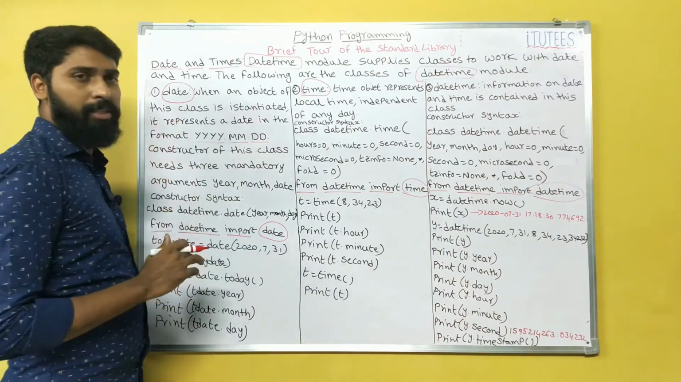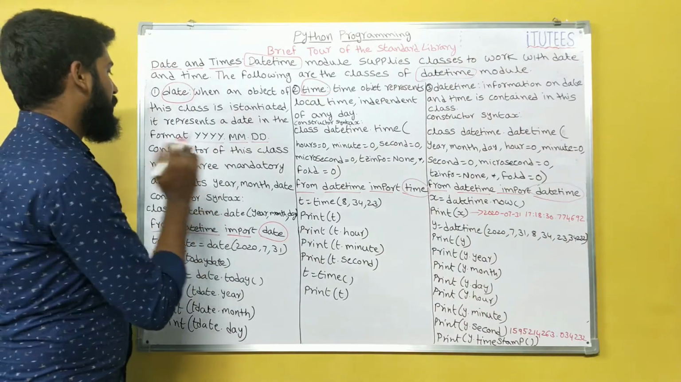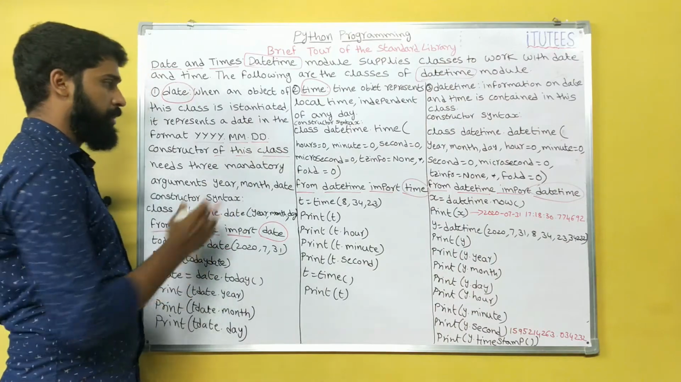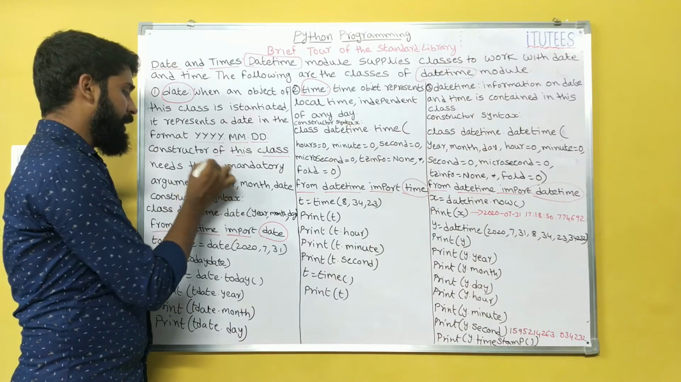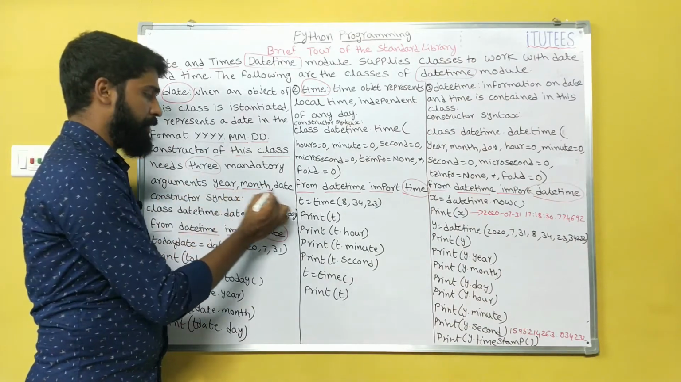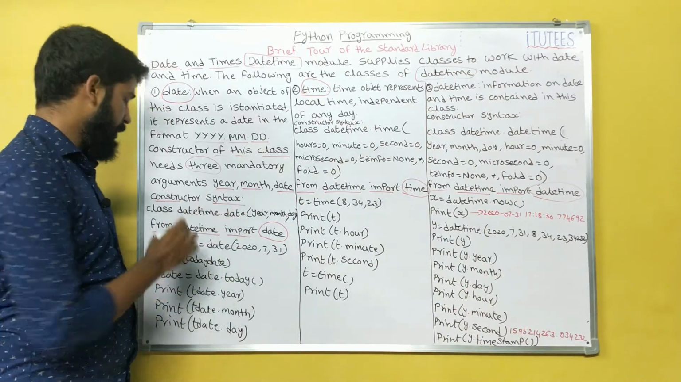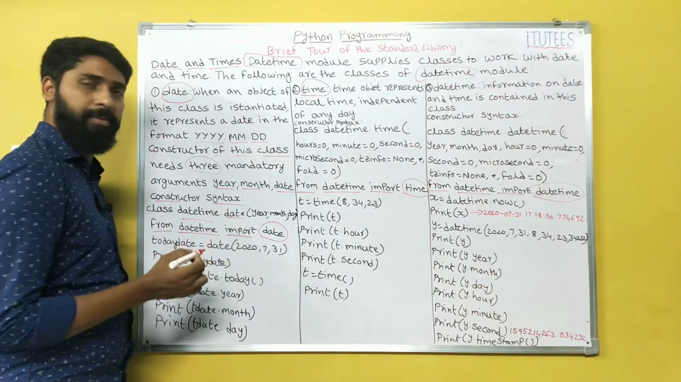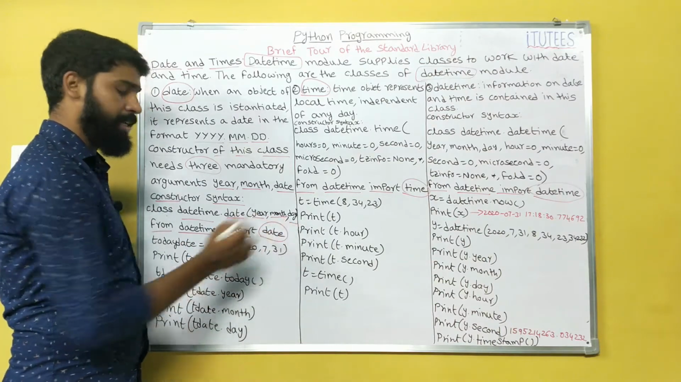When the object is created, a constructor is invoked in this class. Every class contains a constructor. The constructor needs three mandatory arguments: one is year, second is month, and third is date. So this is the constructor syntax: class datetime.date with year, month, and day.